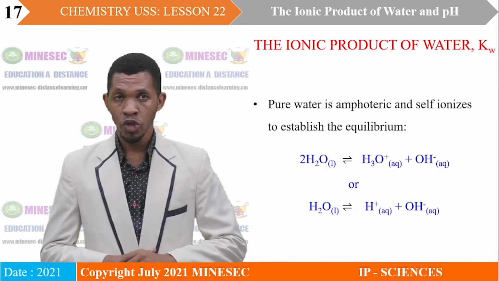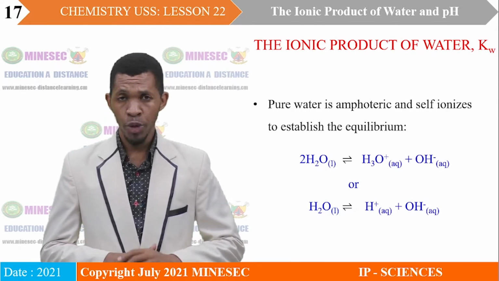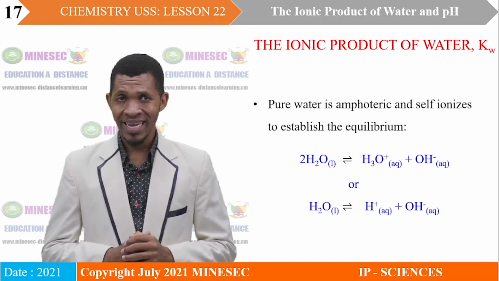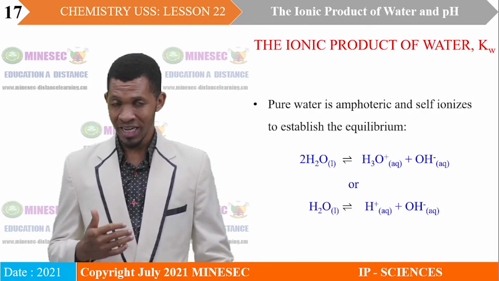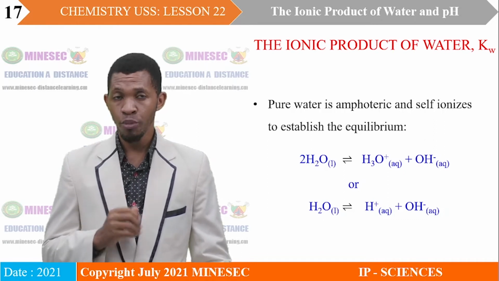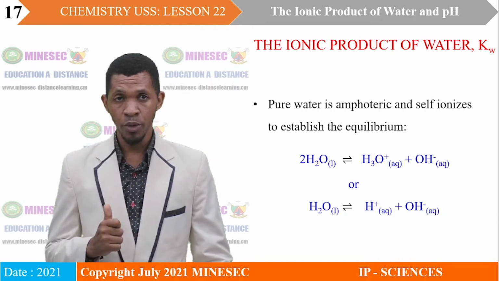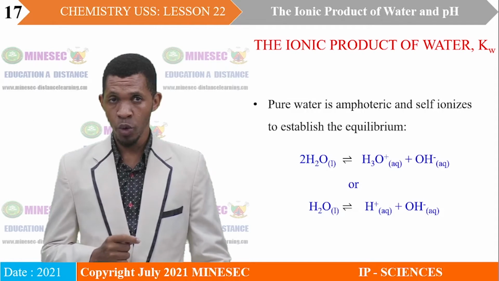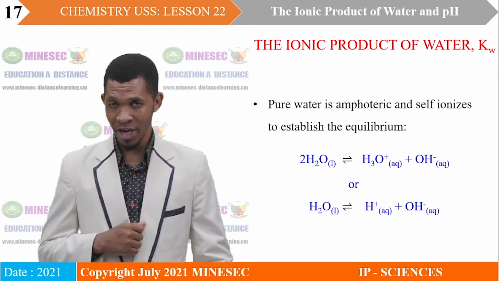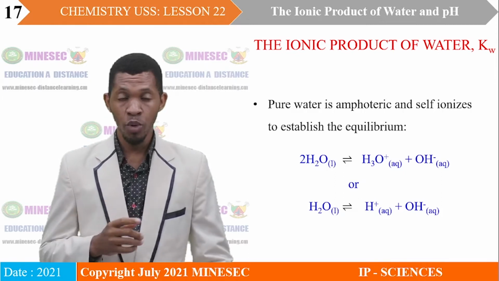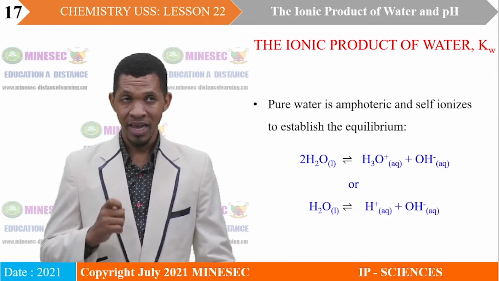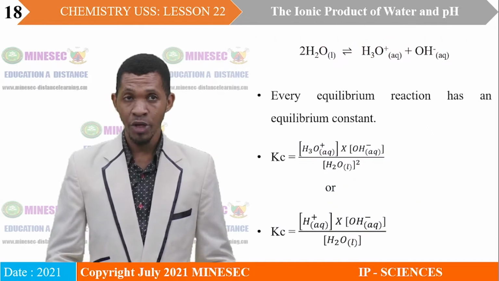The ionic product of water, Kw. Pure water is amphoteric and self-ionizes to establish an equilibrium whereby two moles of water will be in equilibrium with one mole of hydroxonium ion and one mole of hydroxide ions, or an equilibrium where one mole of water will be in equilibrium with one mole of hydrogen ions and one mole of hydroxide ions.